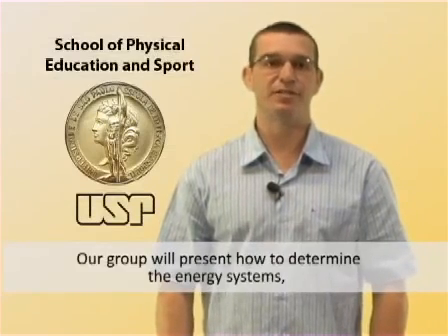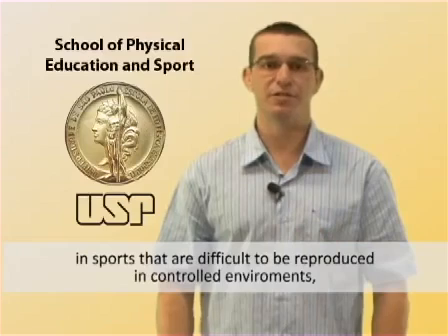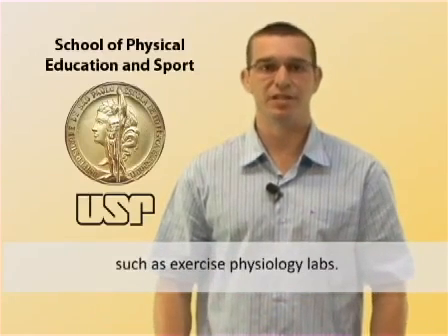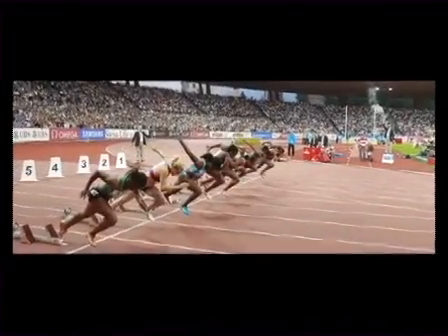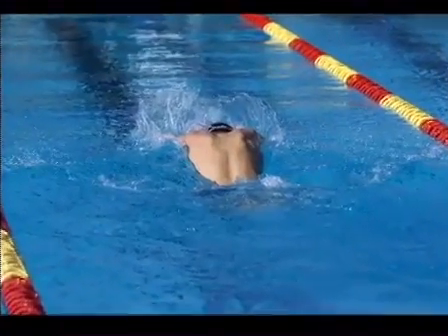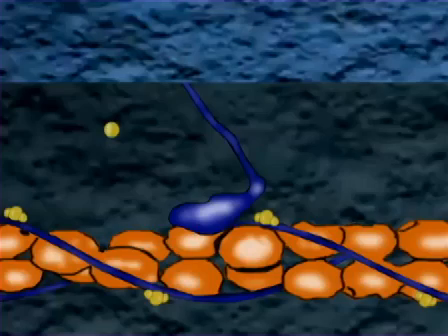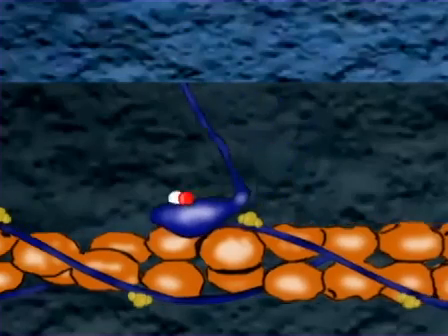Our group will present how to determine the energy systems in sports that are difficult to be reproduced in controlled environments, such as exercise physiology labs. Each sport has specific characteristics that confer different metabolic demands to them. One of the most important aspects of the metabolic demand is the relative contribution of the energy systems, namely the anaerobic alactic, anaerobic lactic, and aerobic.